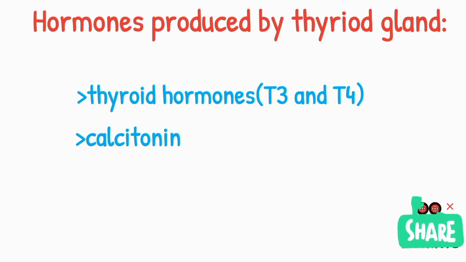Now, calcitonin does not have a role in metabolism. It has a role in calcium homeostasis, calcium balance in the body. Whereas thyroid hormones, which include T3 and T4, have an important role in metabolism.